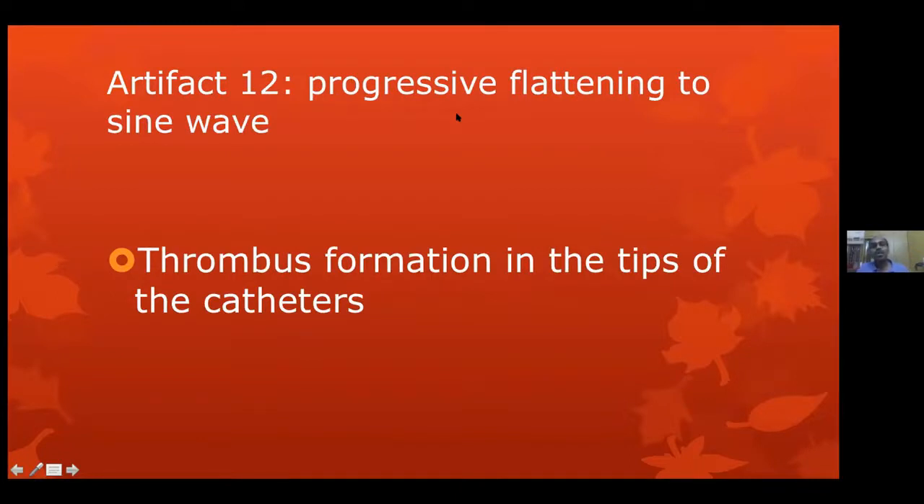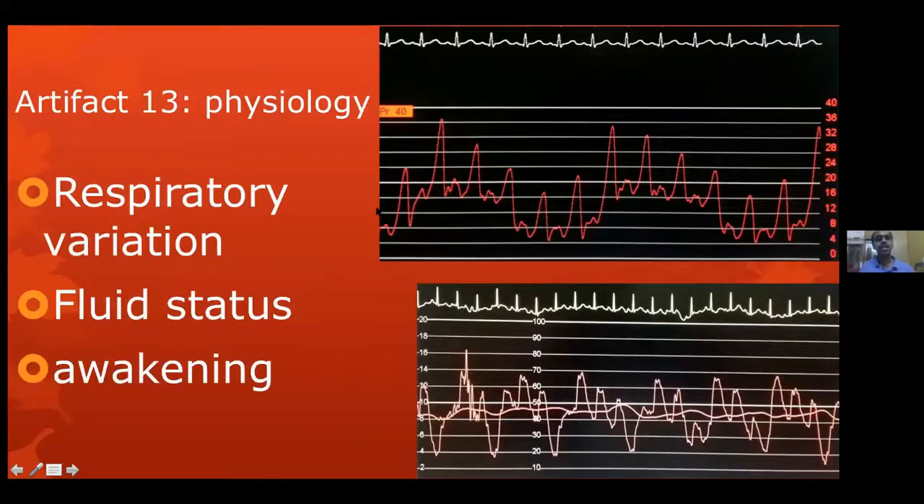Progressive flattening or sine wave. A classical example is that you have put a Vigon catheter into the femoral artery and you are continuously recording the arterial pressure. You are doing a right heart intervention and you want only the aortic pressure. Slowly, thrombus and platelet plug form on the catheter and this original nice waveform flattens out. The way of avoiding that will be frequent flushing with normal saline.